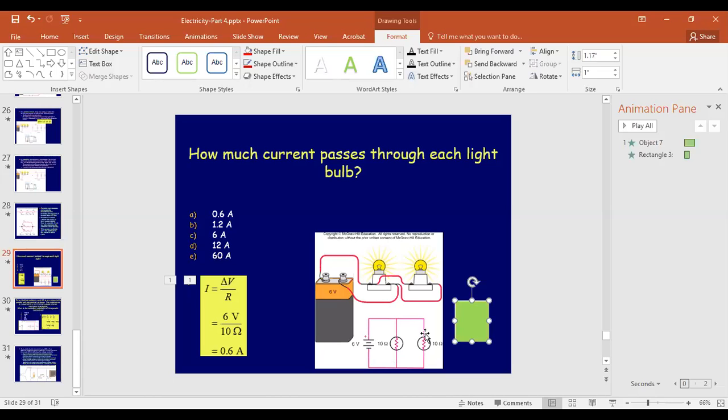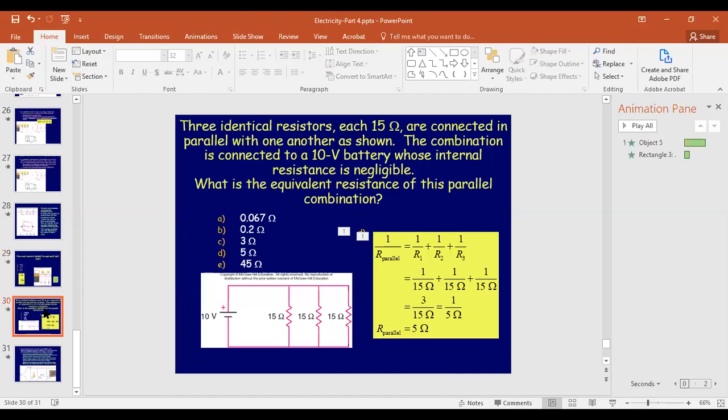So here we simply look at what is the voltage across the resistor. You see that the resistor is connected directly to the battery, so it's 6 volts across the resistor, and the resistor is 10 ohms. So you can simply use Ohm's law to calculate that. Okay, and then it has the delta V over R.